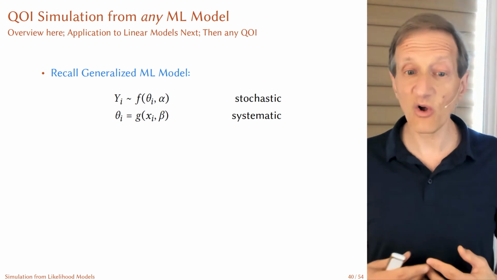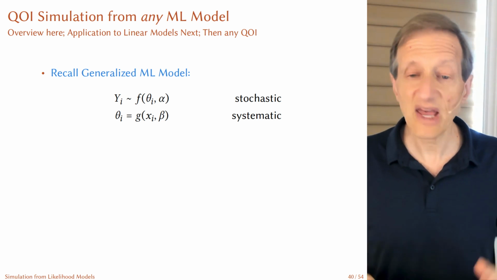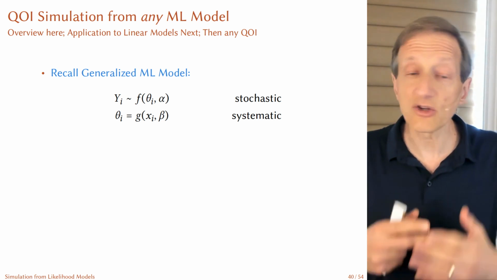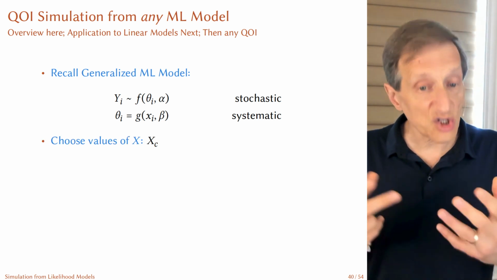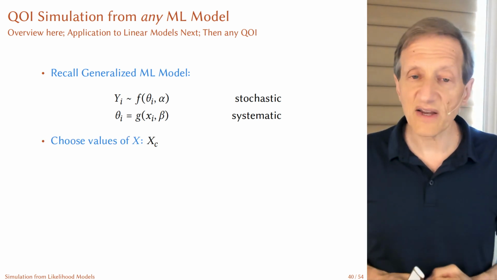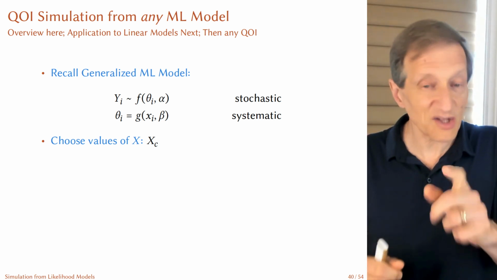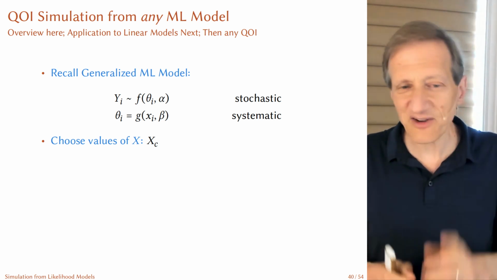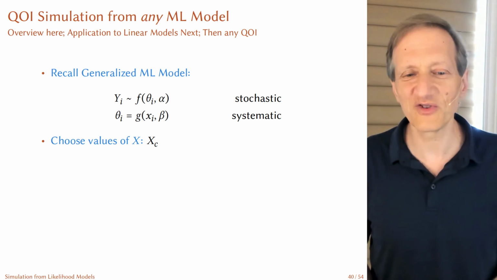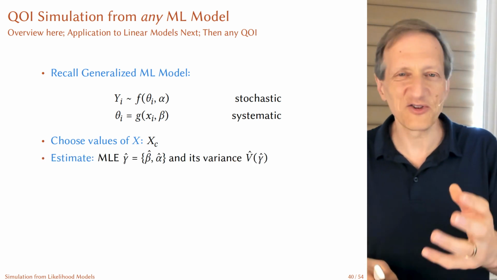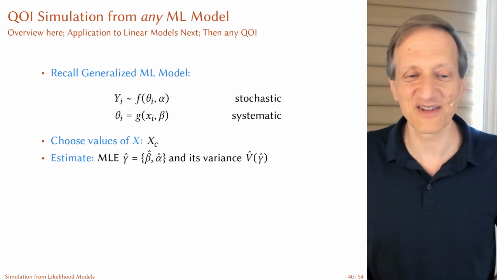Right, so recall the generalized maximum likelihood model that we set up with a stochastic component and a systematic component, with no constraint to linearity or normality or anything like that. We're going to start with that, and then we're going to choose a set of values of the x's. So for each x, we're going to choose one value. I'm going to put a little c at the bottom of the vector of x's to denote choose. So you get to choose the values, because if we want to create a predicted value or something like that, you have to decide what values of the x's you're going to stick in.